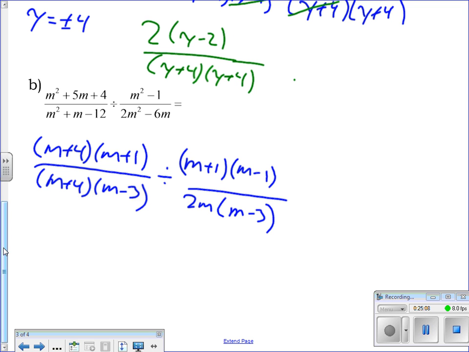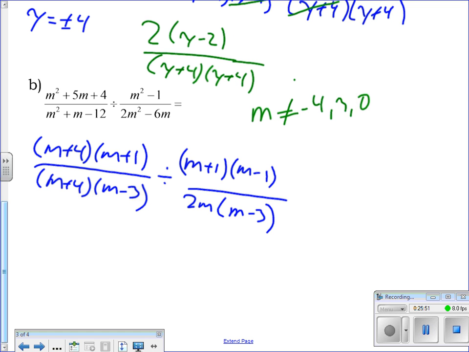Domain restrictions, I need to do it twice. I need to do it now, and then I need to do it after I finish my division. Check to see if there's anything new in my denominator that wasn't there before that gives me a domain restriction. So my domain restrictions, m cannot be -4, +3, and 0, right? -4, 3, and 0. And -4 will make this 0, 3 will make that 0, 0 makes that 0, and we already covered this 3 here.